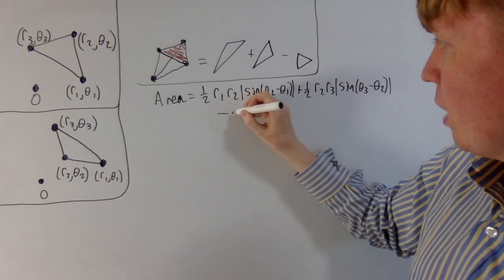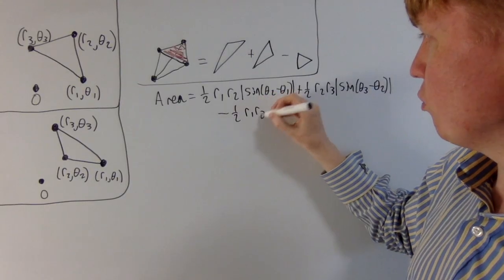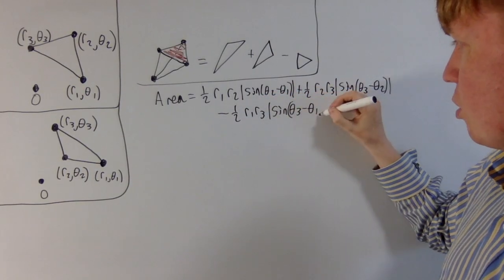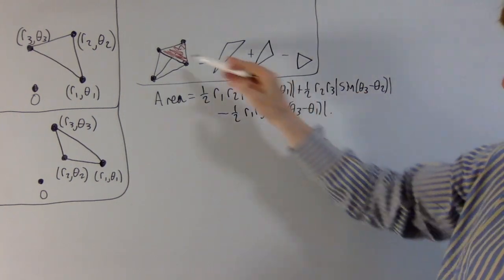Then we've got to take away a half r1, r3, absolute value of sine θ3 minus θ1. So this gives us the area in this configuration.